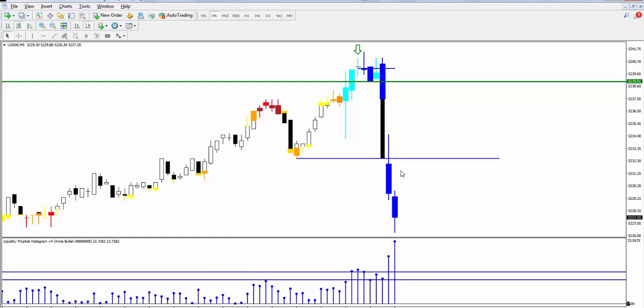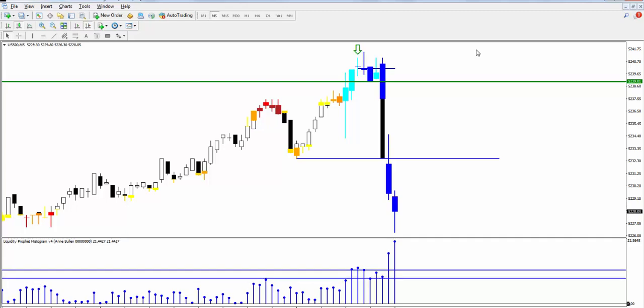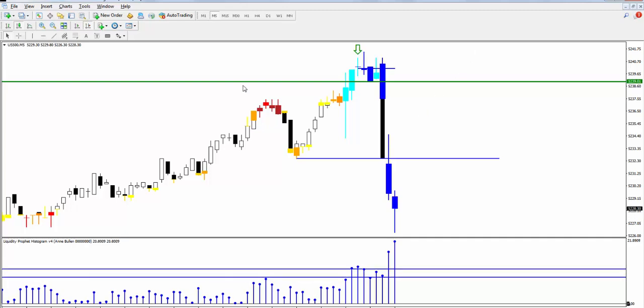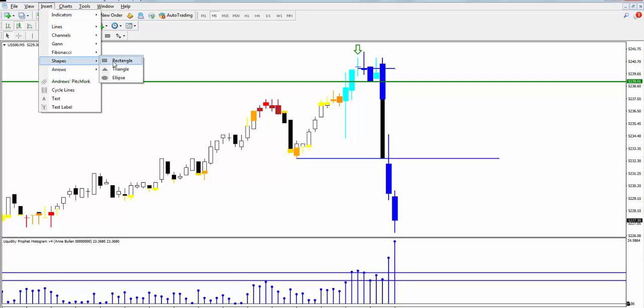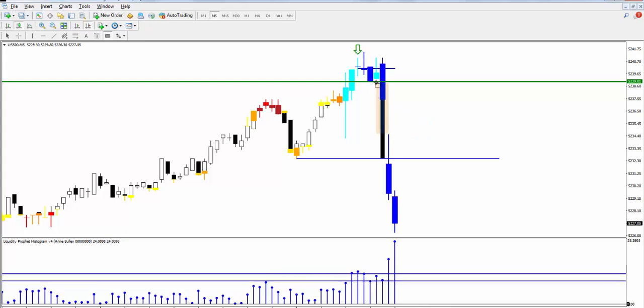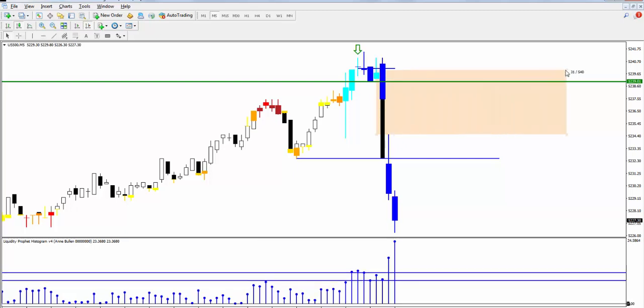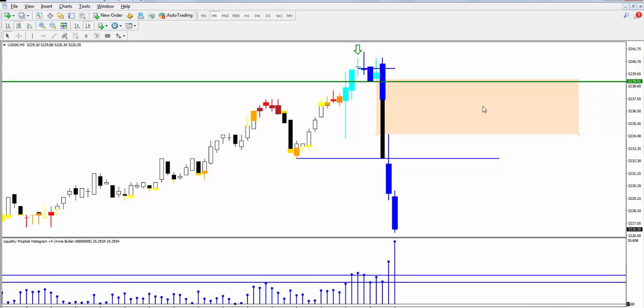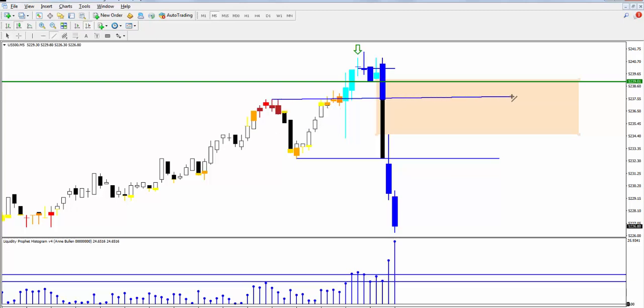But there's nothing to say that this market won't come back up to here. And in fact, you can even see that we would have a liquidity void on the 5-minute. So the liquidity void will go from here to the bottom of that candle there. So that's your liquidity void, just like that. It's a big void. I don't like big voids. I prefer small voids.